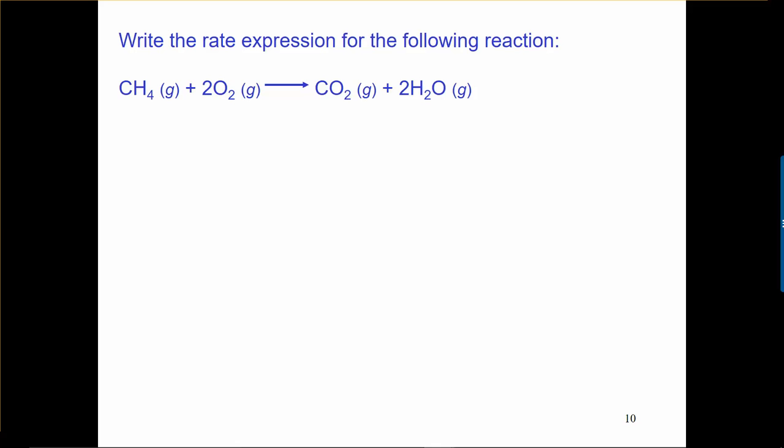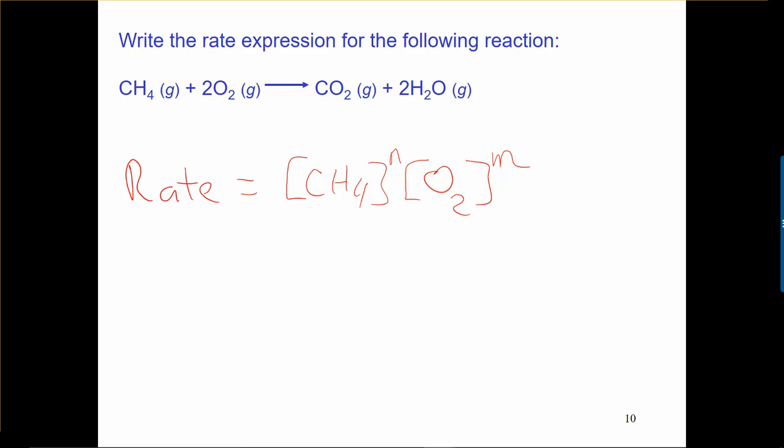So if I was going to write the rate expression for this, I would say the rate is equal to the concentration of CH4 times the concentration of O2, and we would raise it to its orders, n and m. Okay? And this is a point of confusion right here, because in equilibrium, the orders, what you raise it to, are simply the coefficients. So in this case, if I was doing equilibrium, I would say methane is order 1, oxygen has an order of 2. But with rate, that's not the case.